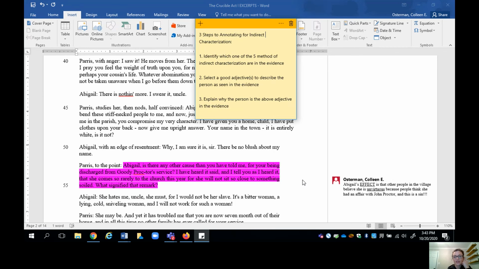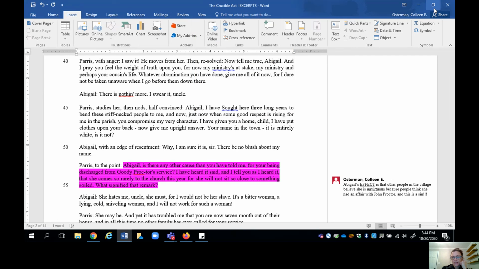So first up, we have to identify which of the 5 types of indirect characterization is seen here. And it's the effect. It's how other people perceive her. And other people do not perceive her highly. So Abigail's effect is that other people in the village, okay, well, this is a harder vocabulary word.